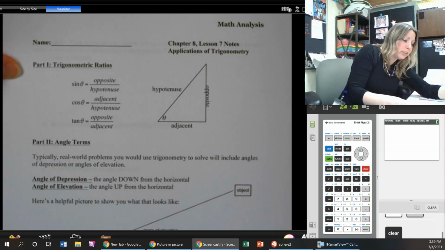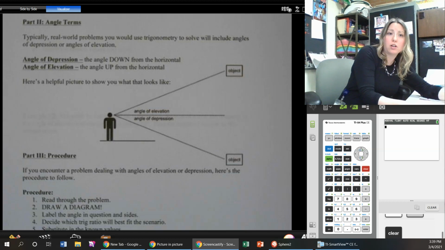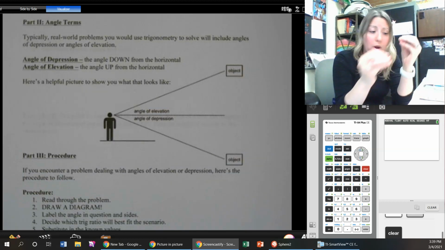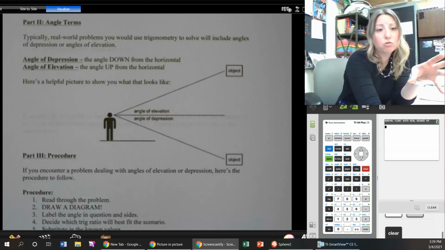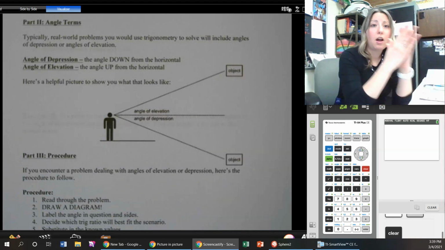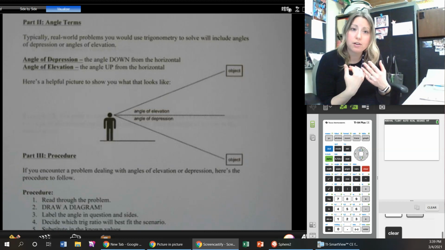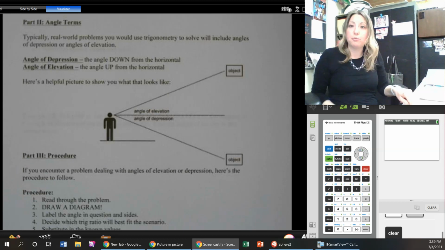And now what really needs to be stated is what is an angle of depression and what is an angle of elevation, because that is so key when you set up your problems. You always need to draw a picture of what's going on. And then when you read that it's an angle of depression, we're talking about down from your direct eye line. So that's this guy down there, object wise.